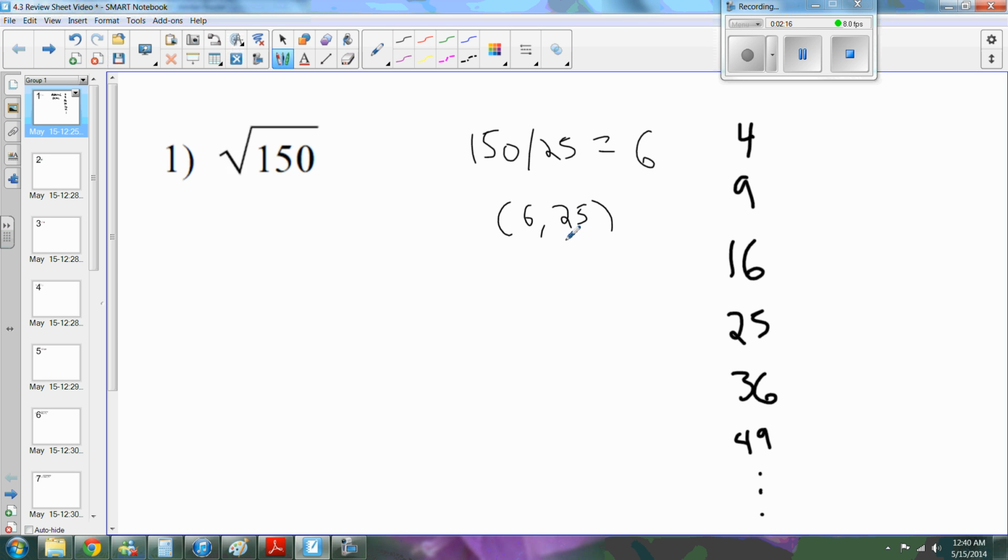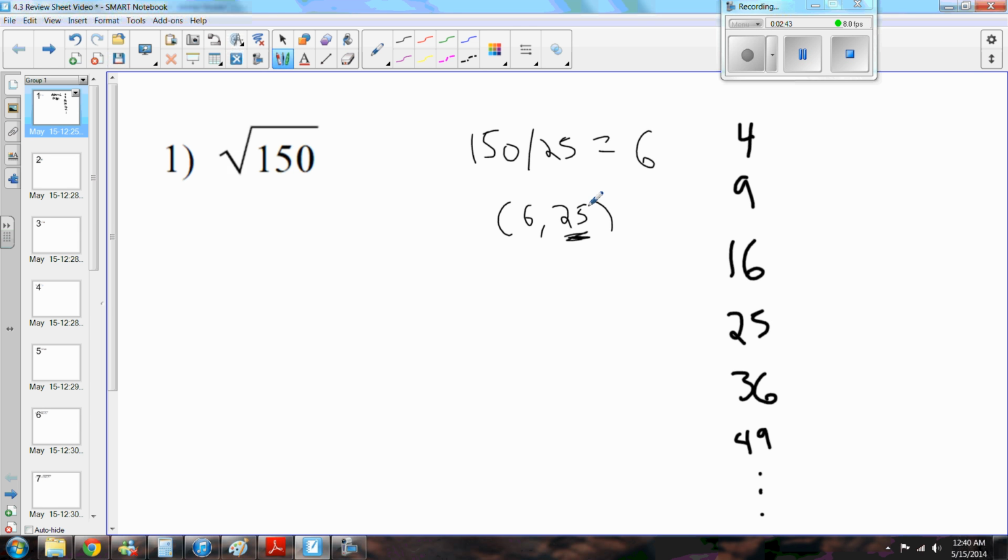How do I know that this 25 is the greatest perfect square factor of 150? Here's how. Its pair is 6. If 6 does not have any other perfect square factors, and it does not, there are no perfect square factors of 6. 6 does not divide 4 or 9. It's obvious 6 does not. If that's the case, we've identified the greatest perfect square factor.